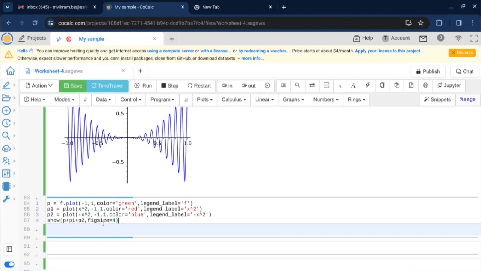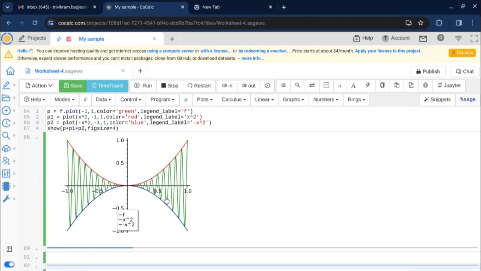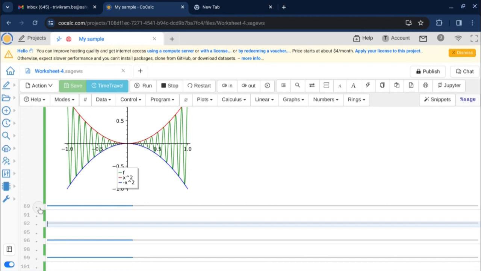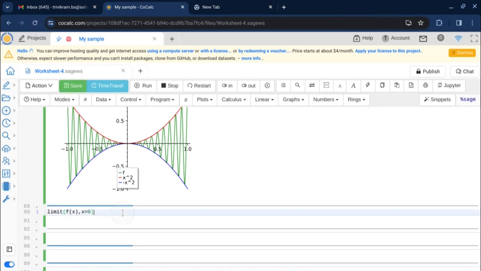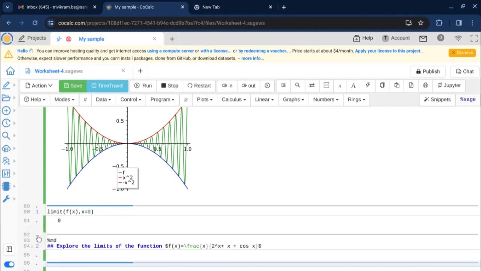Now I am going to club all these graphs. Let us see. This is a multi-step function I have mentioned, where f1 of x is equal to -1, f2 of x is x square, and f3 of x is minus x square. So the combined plot I have drawn like this. Now the limit of that function f of x is 0. So directly you can mention the limit as limit of f of x where x tends to 0.